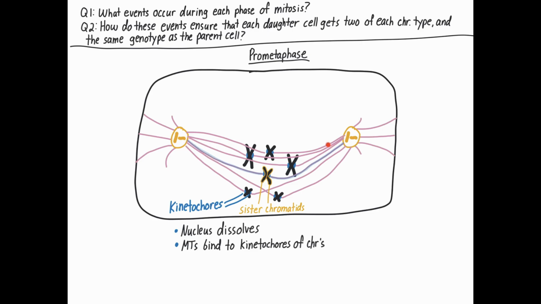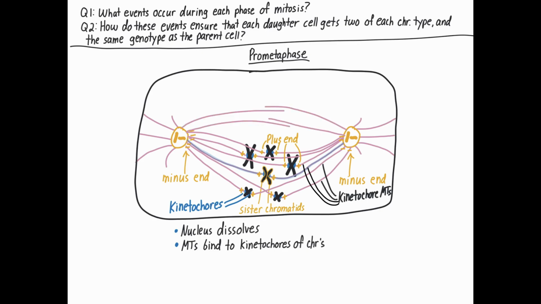The microtubules that attach to kinetochores of sister chromatids are called kinetochore microtubules. Okay, maybe not the most creative name in the world, but that's what they're called. The end that is attached to the kinetochore is called the plus end, and the end that's attached to the centrosome is called the minus end.